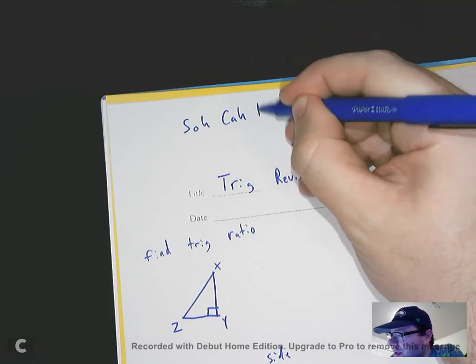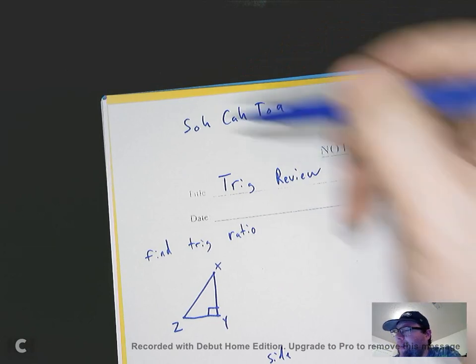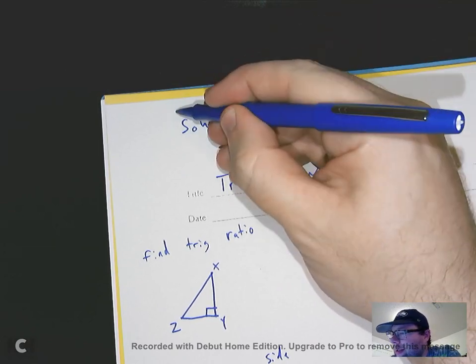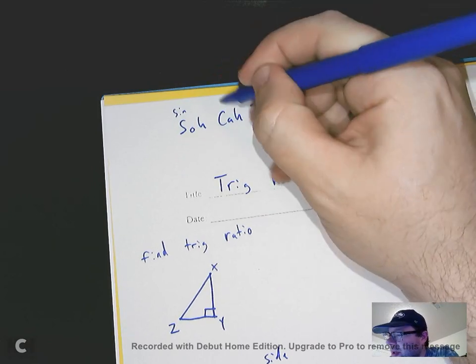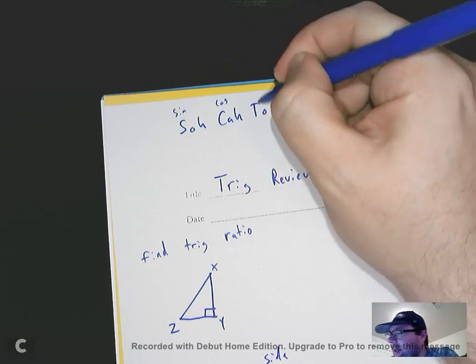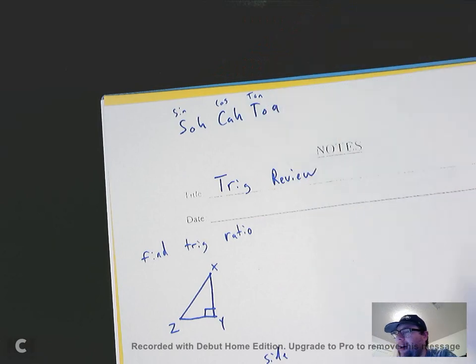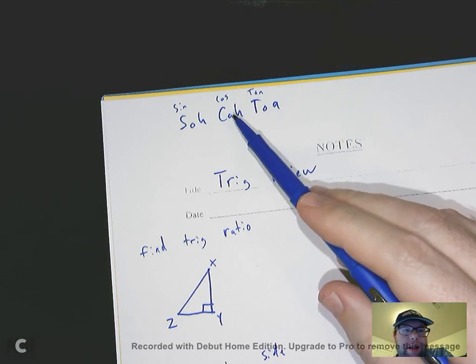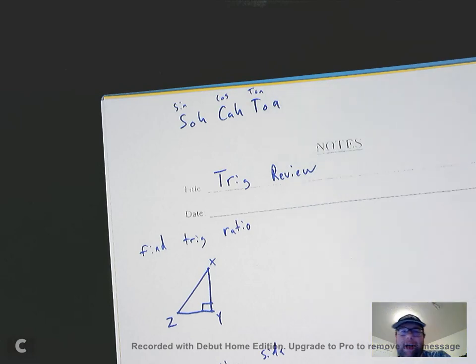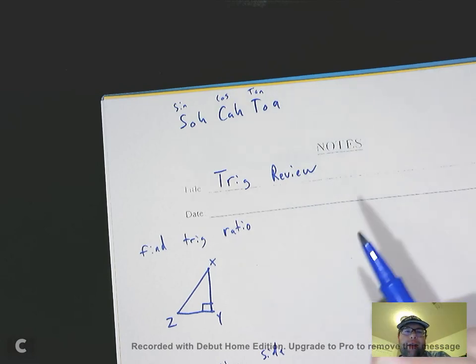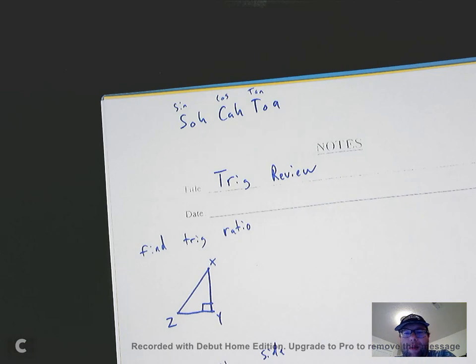SOHCAHTOA, right? Where that's sine, which is opposite over hypotenuse. The C is cosine, and the T is tangent, right? So cosine is adjacent over hypotenuse, and tangent is opposite over adjacent. Okay, so as you go through these, you're going to be asked to solve for certain things.